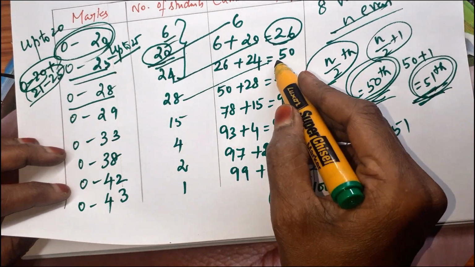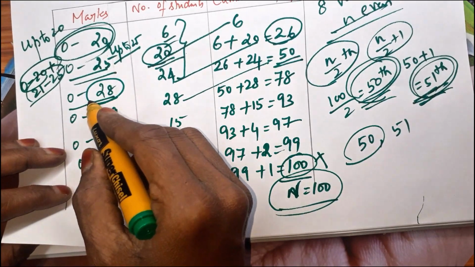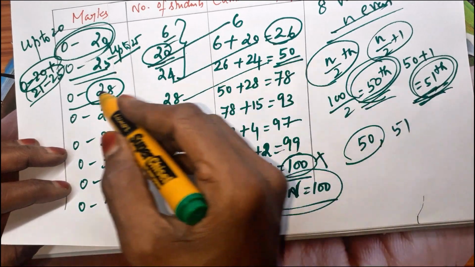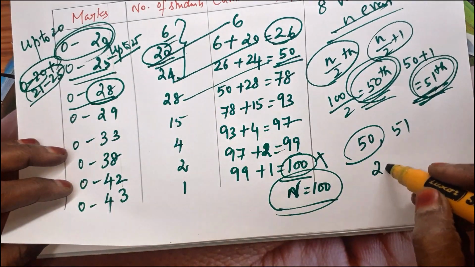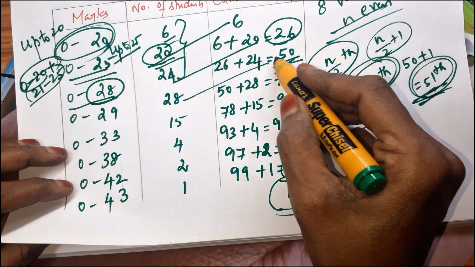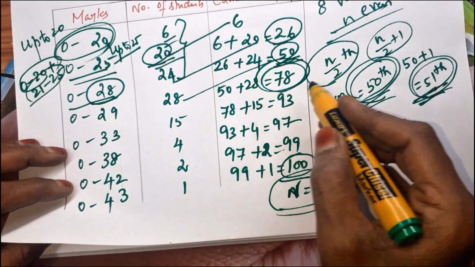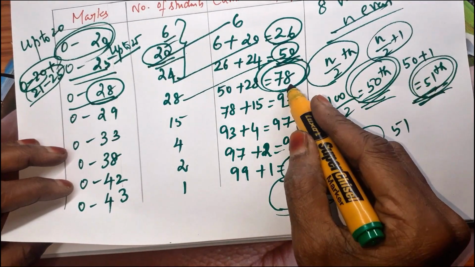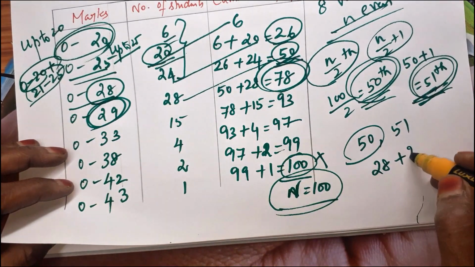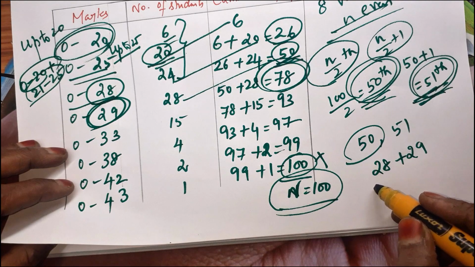For 50, we have exactly 50, and the value corresponding to that is 28. We have to go with x. So for 50, the x value is 28, right? And for 51, we don't have 51. This is lesser than 51, so go with the next integer which is greater than 51, 78. And 78 corresponds to the x value 29. So 78 corresponds to 29 and 50 corresponds to 28.